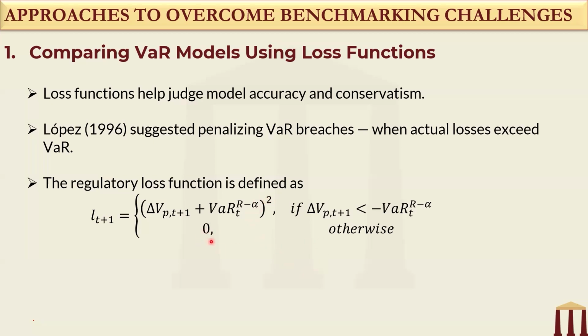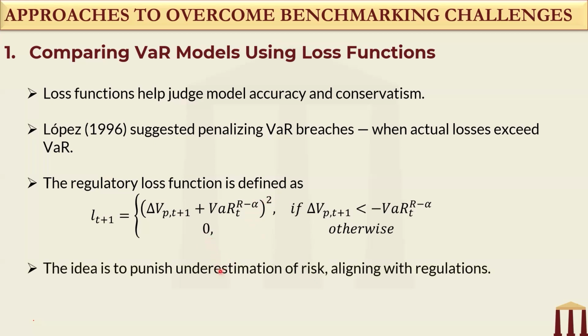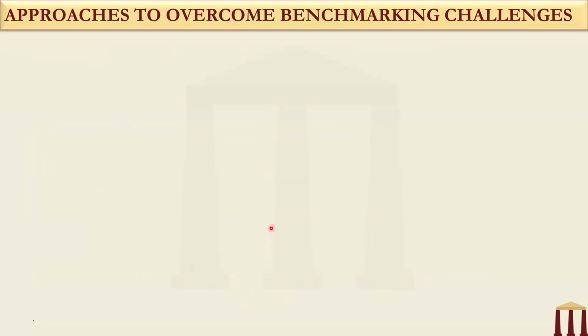Now, here's the kicker. This setup clearly favors conservative models. It says you overestimate risk, fine. But if you underestimate it, that's the problem. That's very much in line with how the regulators think. They prefer caution over optimism always. Because from a systemic stability point of view, underestimation of risk is the real risk, if you say. So this approach not only benchmarks performance, it also aligns with regulatory expectations, which makes it quite a practical and powerful tool for model validation.